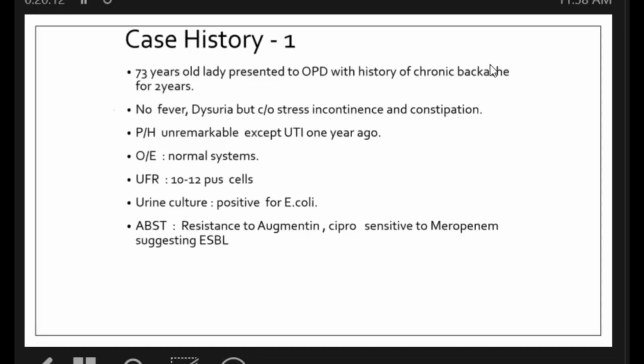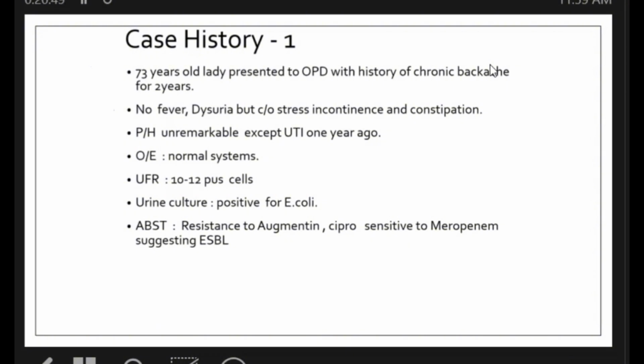So now coming to the pitfalls. We'll have an interactive session. This is a 73-year-old lady presented to OPD with a history of chronic backache for 2 years. No fever, no dysuria, but complains of some stress incontinence and constipation. Past history is unremarkable except a UTI 1 year ago. Examination: no suprapubic tenderness, no loin pain. UFR shows 10 to 12 pus cells.